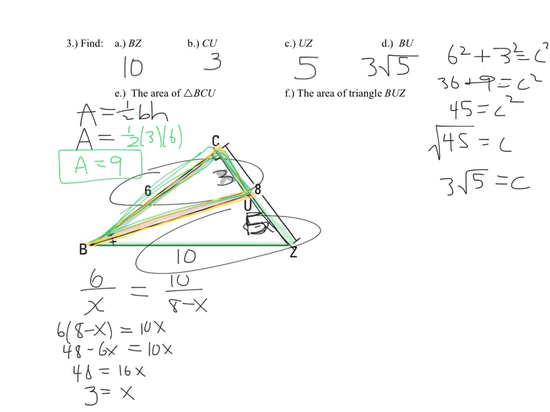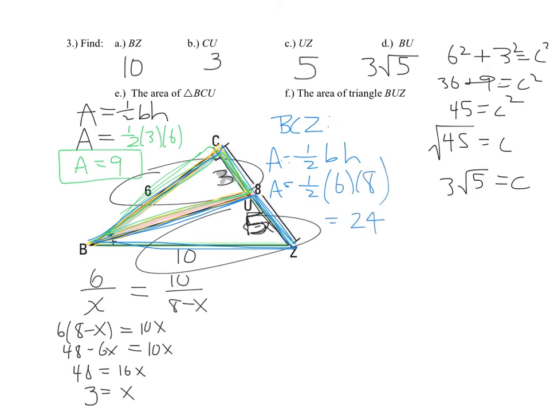Okay, and then for F, we're going to find the area of BUZ, which is this one. Now you notice that we don't have the height of that triangle. We don't have an altitude anywhere in that one. But what we can find is the area of the original big triangle, the BCZ, because that one has an altitude. We have this right angle right here. Let's go ahead and find that one first. So for BCZ, that's going to be 1/2 base times height, which is 1/2 of 6 times 8. So 1/2 of 48, so that's 24.